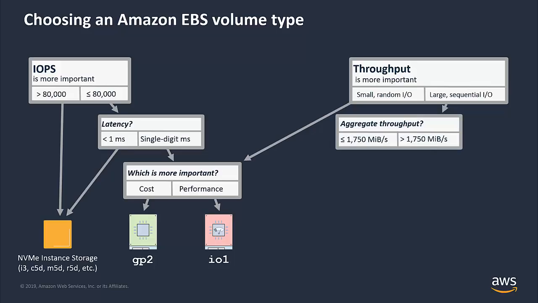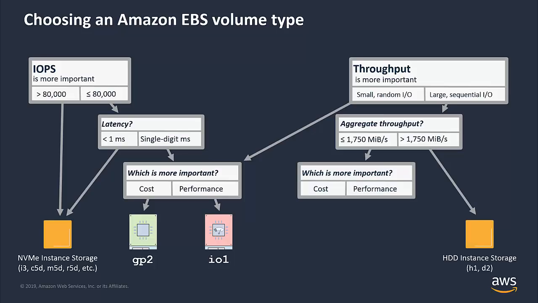Today, EBS-optimized EC2 instances can provide up to 1,750 megabytes per second of throughput to EBS. If your application requires higher throughput than this, then you'll want to use H1 or D2 EC2 instances that provide local HDD-based instance storage. Otherwise, it again comes down to cost versus performance. If throughput performance is more important than cost, then you'll want to choose ST1 volumes.